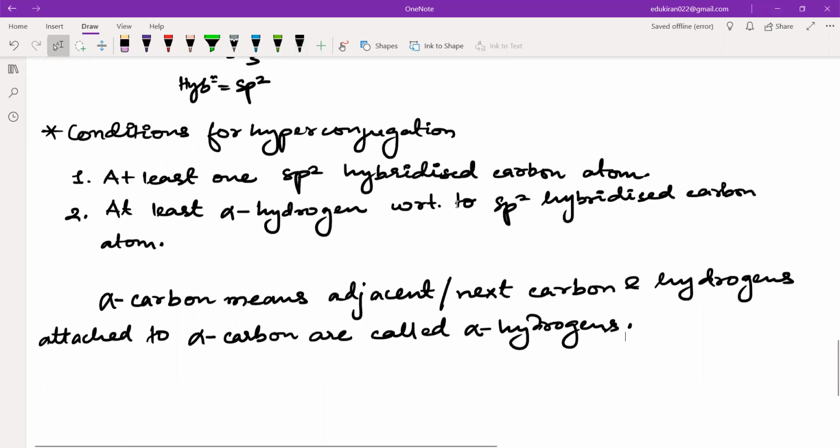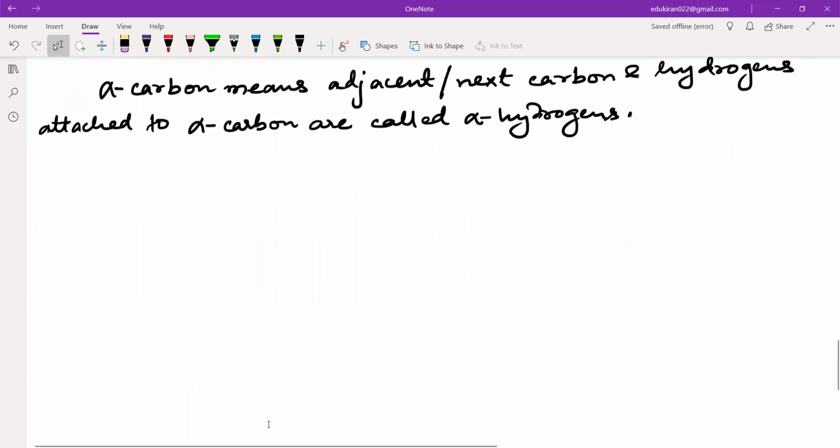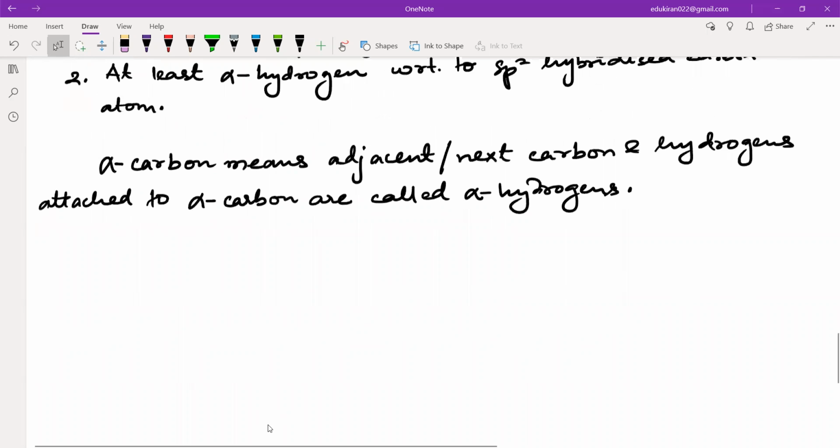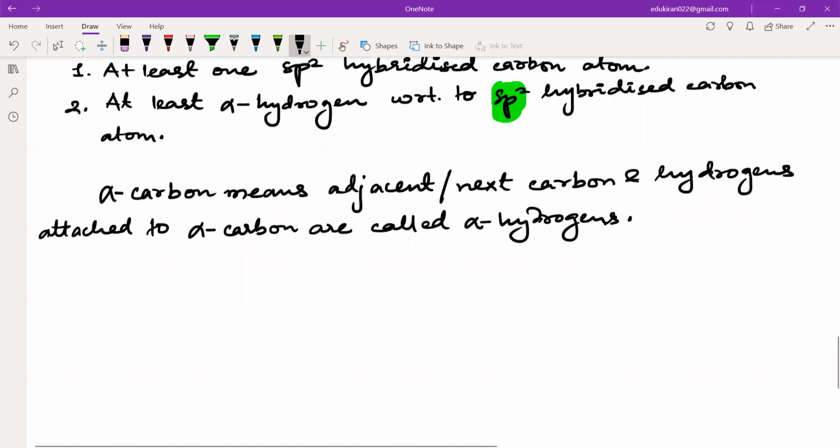So I'm giving you some questions. You have to identify which of the carbons is the alpha carbon, and then we can count. First of all, you have to identify the sp2 hybridized carbon. Then only you can identify the alpha carbon. So it is important to remember that alpha carbon means the adjacent or next carbon with respect to the sp2 hybridized atom. First identify the sp2 carbons, and then you will look at the next carbons.